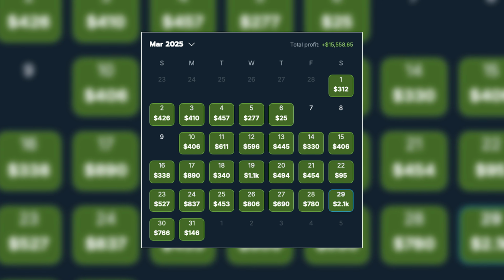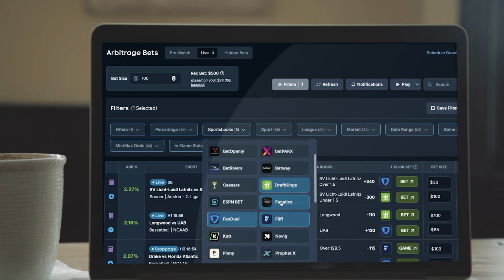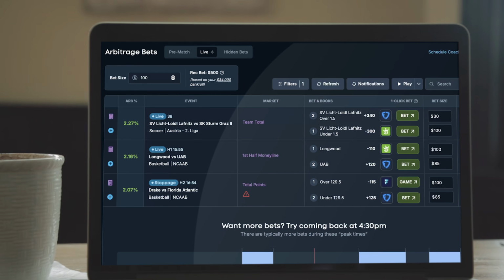The key is understanding that the calculator serves a specific purpose in your betting strategy. As I mentioned earlier, I made over $15,000 in 30 days day trading the sportsbooks, arbitrage betting, and the arbitrage calculator was crucial to my success.